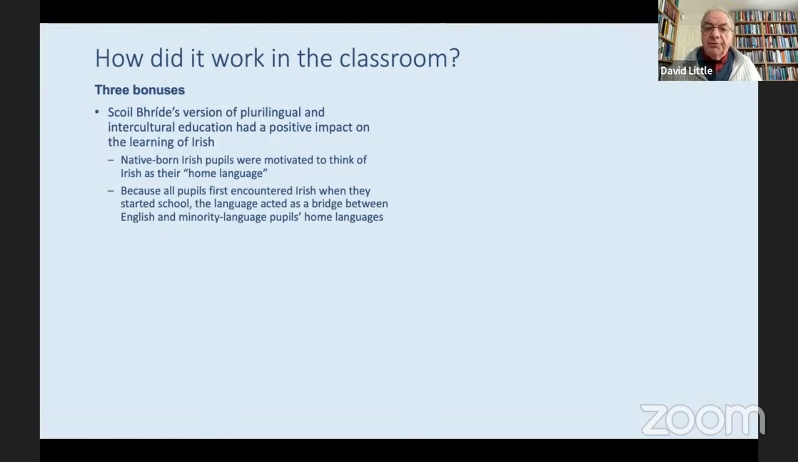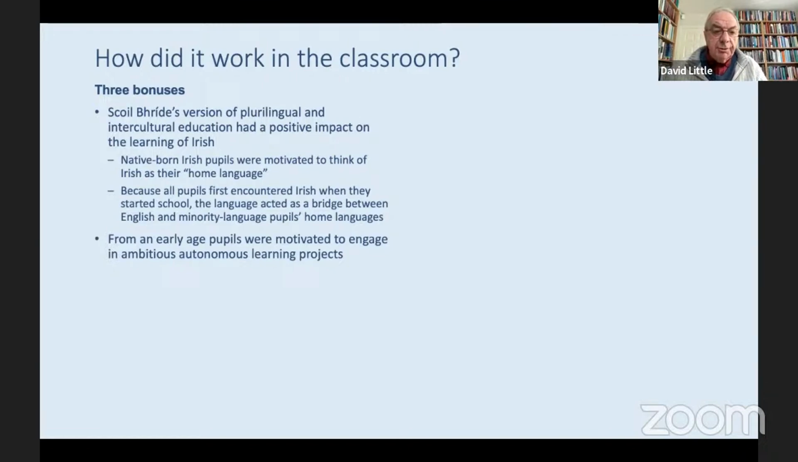Because all pupils first encountered Irish when they started school, the language acted as a sort of bridge, what we've called elsewhere a second language glue between English and minority language pupils' home languages. From an early age, pupils were motivated to engage in ambitious, autonomous learning projects. And the use of home languages fostered pupils' self-esteem.